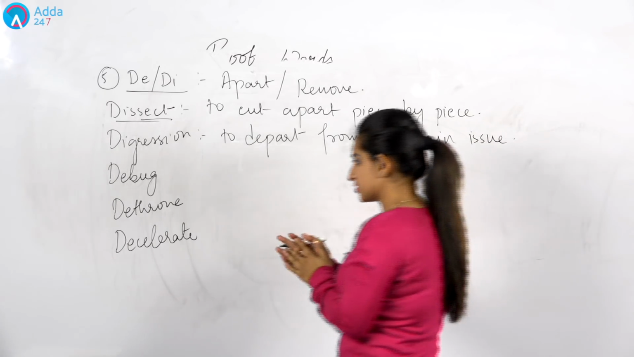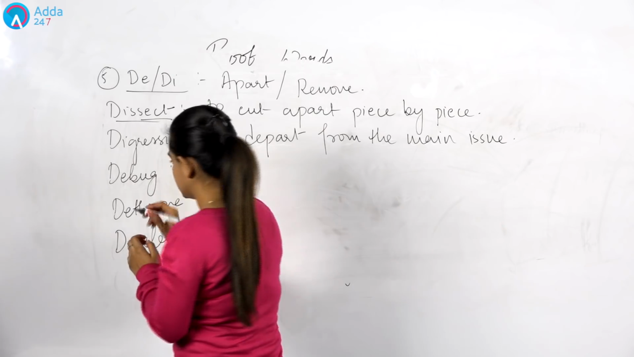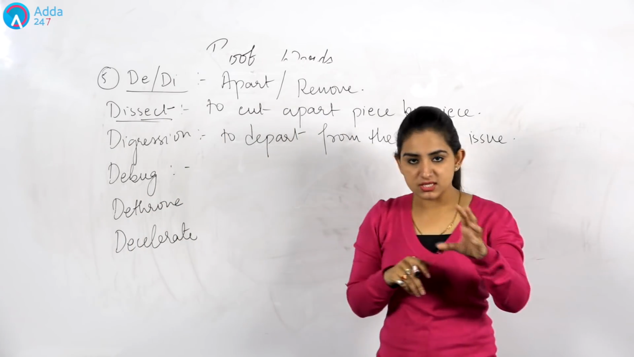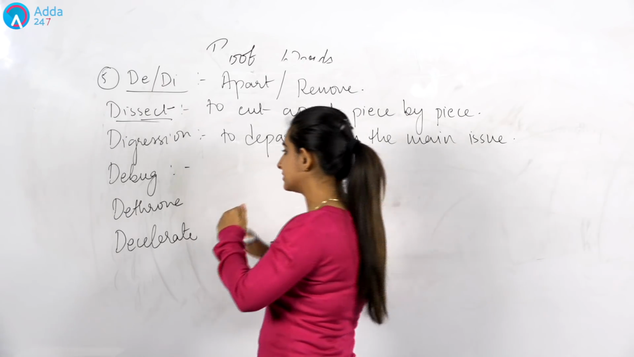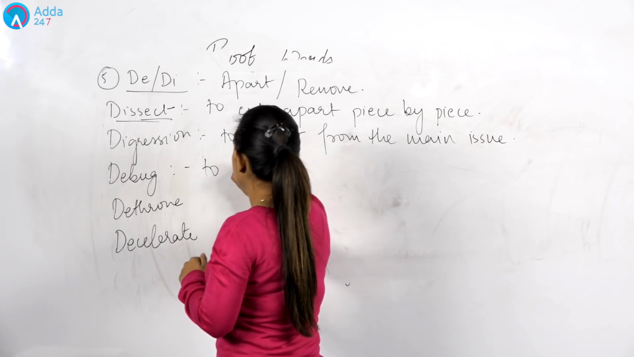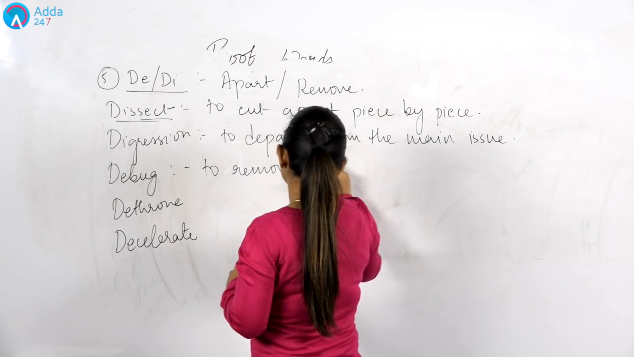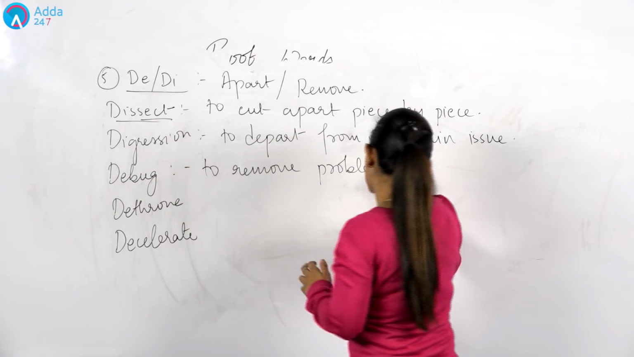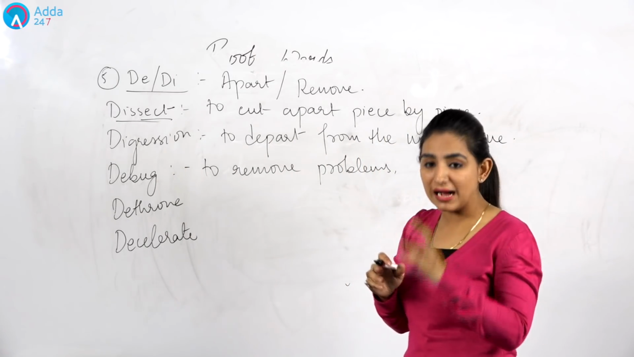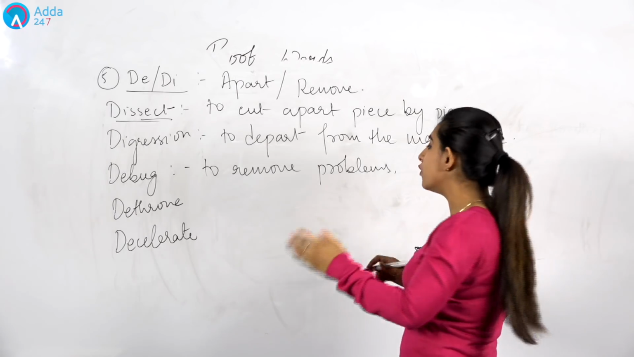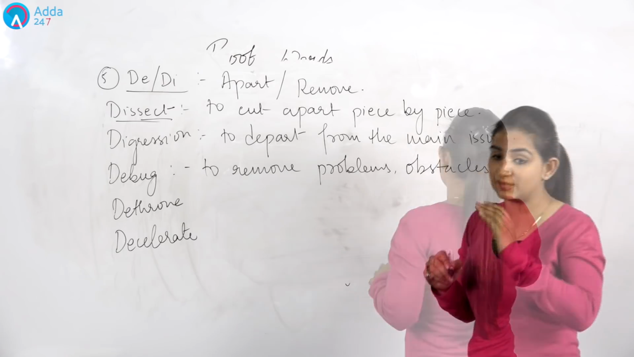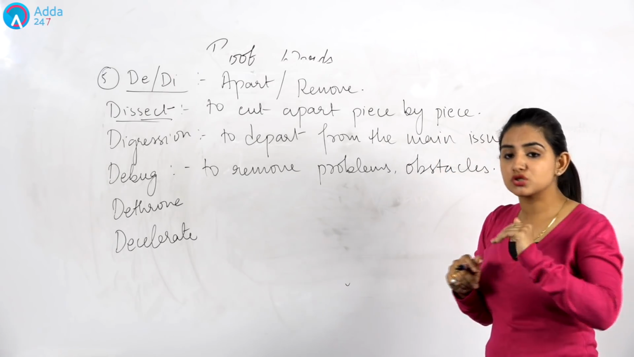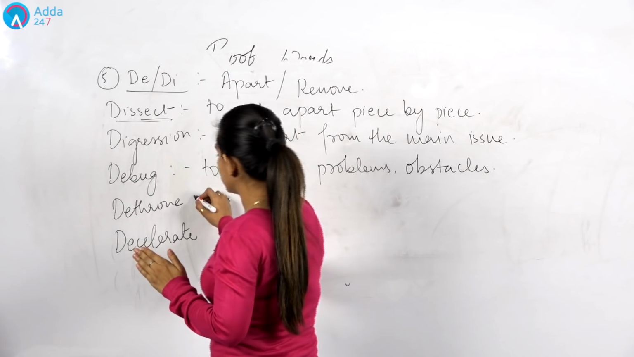Next is debug. See, bug means hurdles, obstacles, problems. And if I say debug, this means to remove problems. If you ask somebody who has knowledge of computers to debug your computer, that means remove all your bugs, all the problems and obstacles that are causing your computer to stop. That is what we mean by debug, the removal of those.